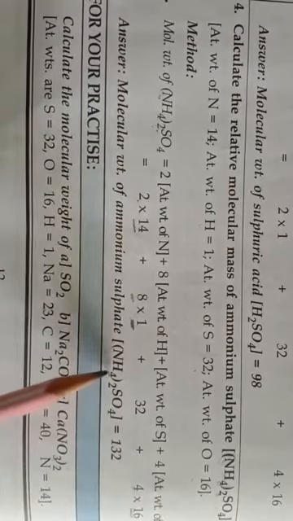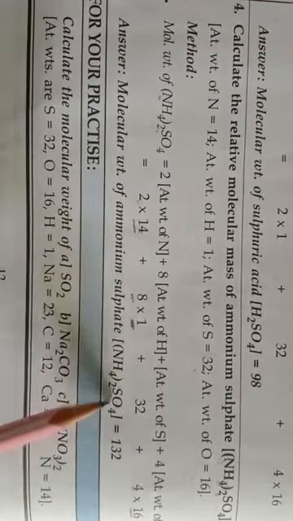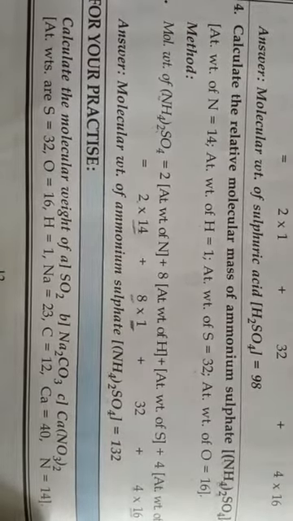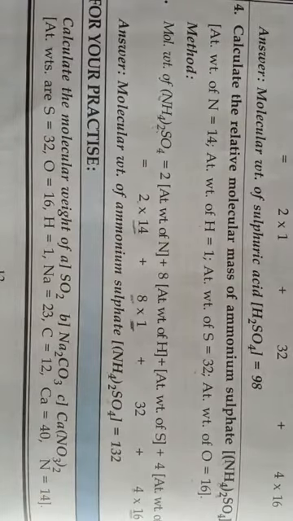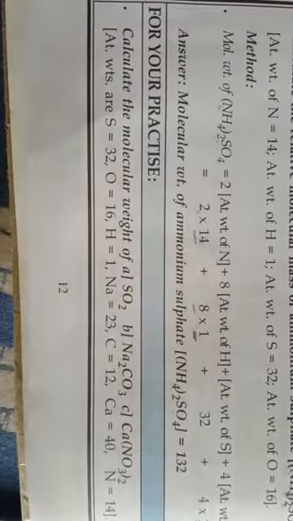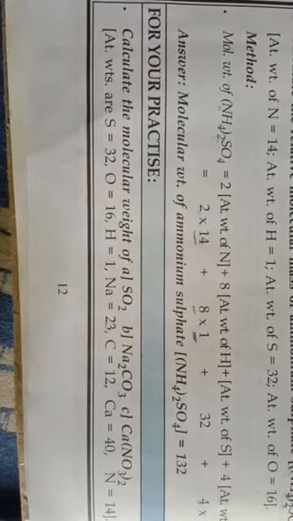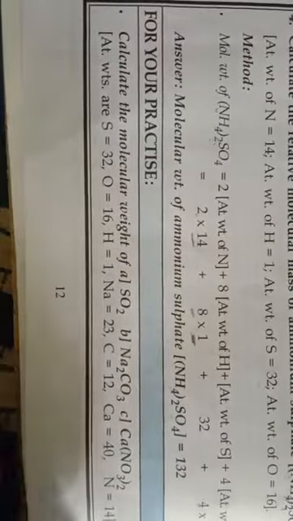Okay, so the relative molecular mass of ammonium sulfate is 132, or simply you can say the molecular mass of ammonium sulfate is 132. Okay, children. Then one question is given: calculate the molecular weight of SO2, Na2CO3 and Ca(NO3)2, calcium nitrate. Okay, children.